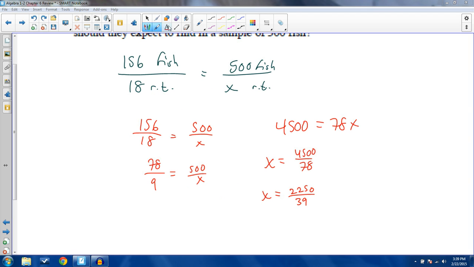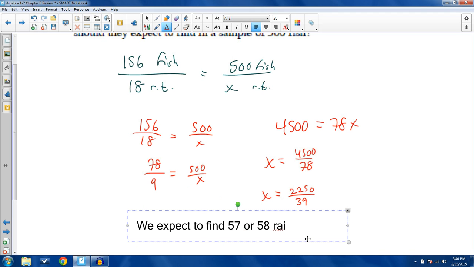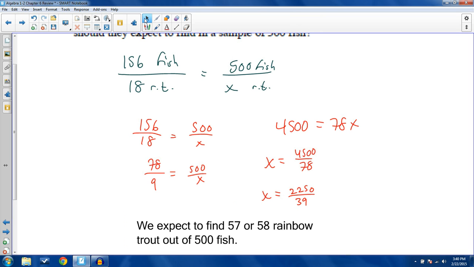So we expect to find 57 or 58 rainbow trout out of 500 fish in some little lake. Okay, I hope I'm almost done because I know that I'm running against the clock here. I know I'm building up a lot here.